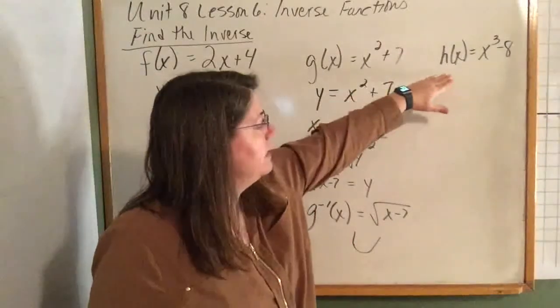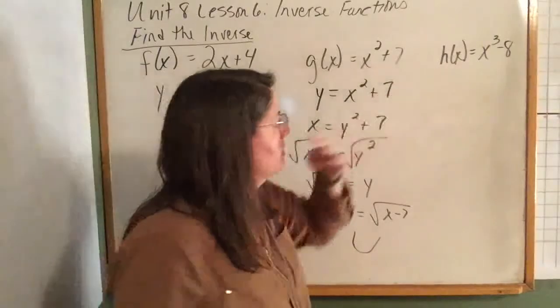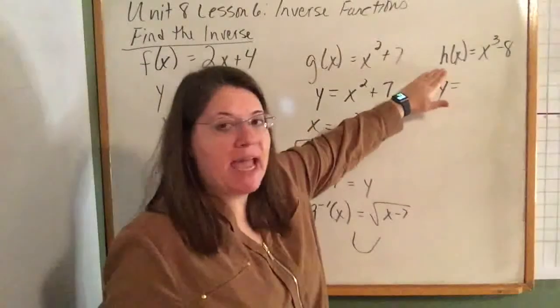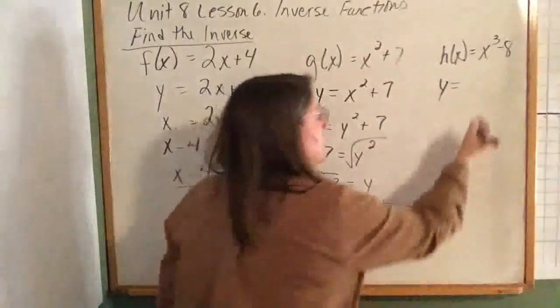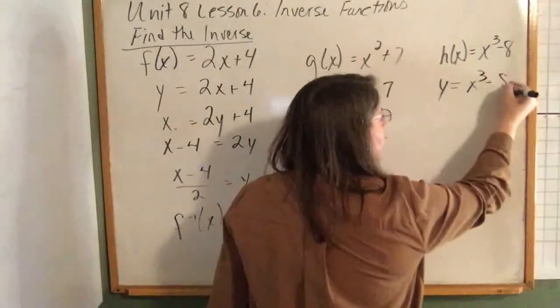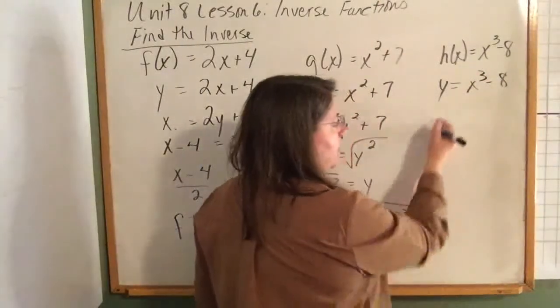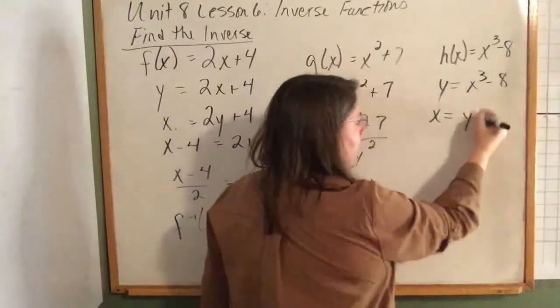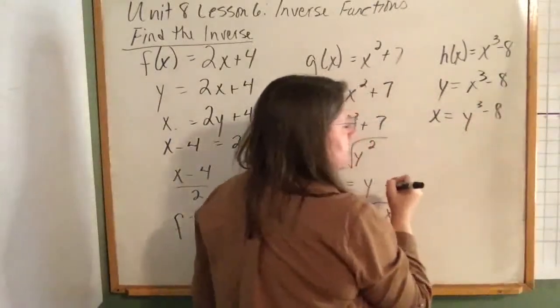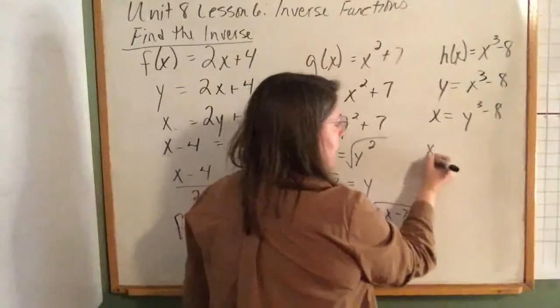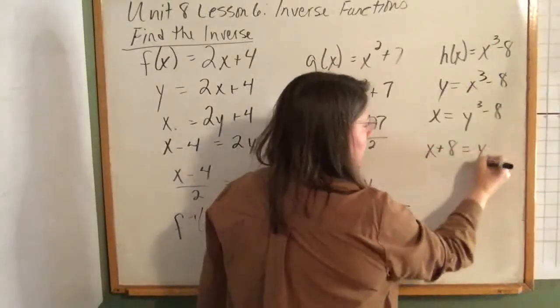Here, I want to find the inverse of h of x. The first thing I'm going to do is replace h of x with y. That equals x cubed minus 8. I'm going to switch x and y. So x equals y cubed minus 8. Then I'm going to get y by itself. X plus 8 equals y cubed.